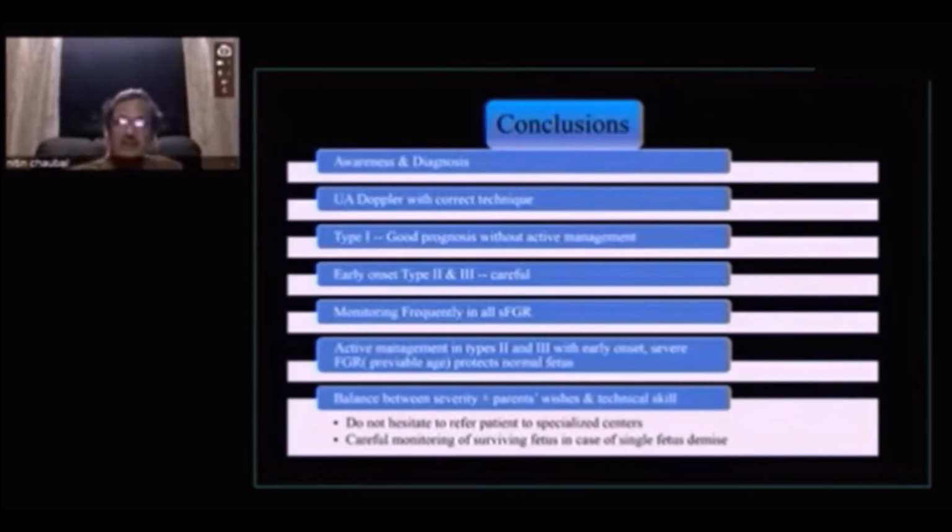And in early onset type 2, type 3 with severe sFGRs, there is a potential role for active management, and we discussed that also. But ultimately, the decision is a balance between the severity of the disease, what you're seeing, the follow-ups, the parents' wishes, and your own technical skill.